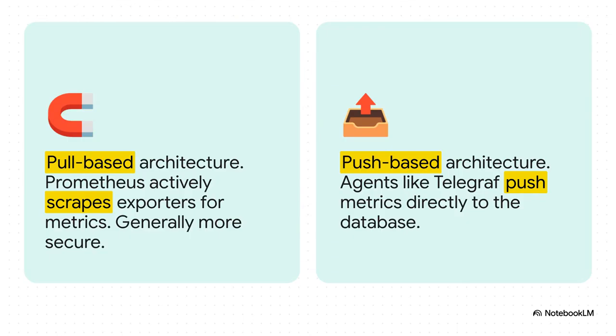Now here's a really key detail you should know. Prometheus uses what's called a pull-based model. So instead of having a bunch of agents on your servers constantly pushing data out, Prometheus itself decides when to reach out and scrape the metrics it needs. This is a huge difference from other systems, and it's generally considered more secure because your main monitoring server is the one in control of all the connections.